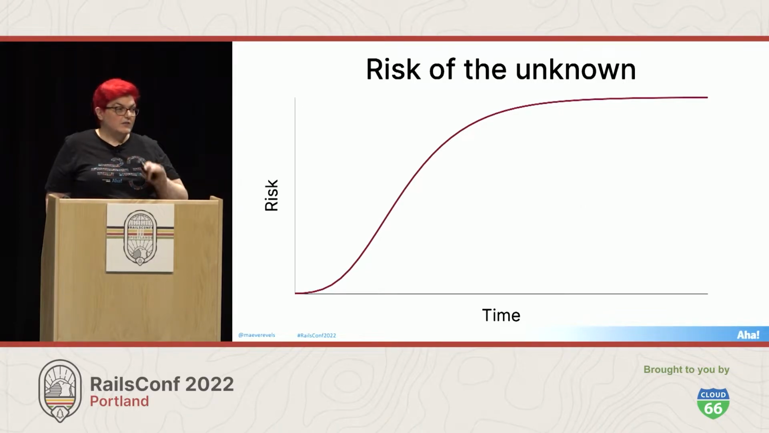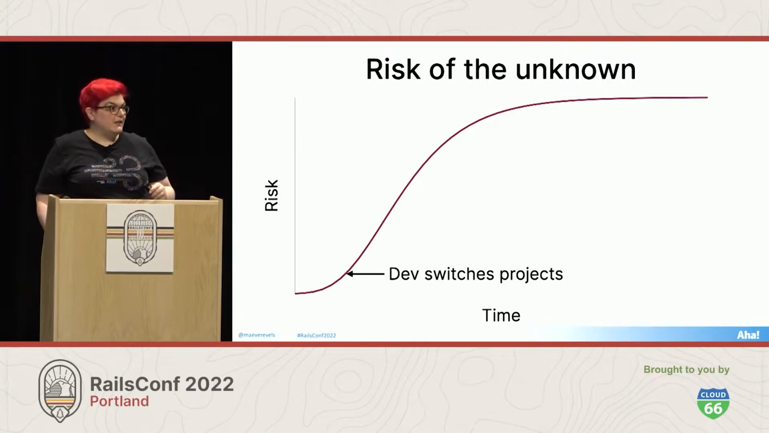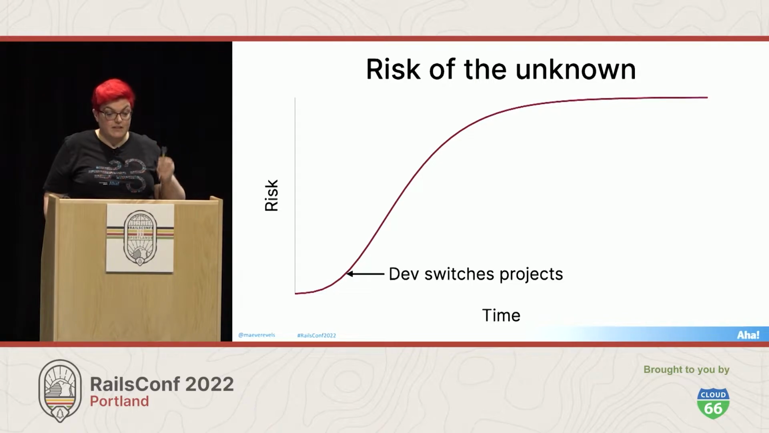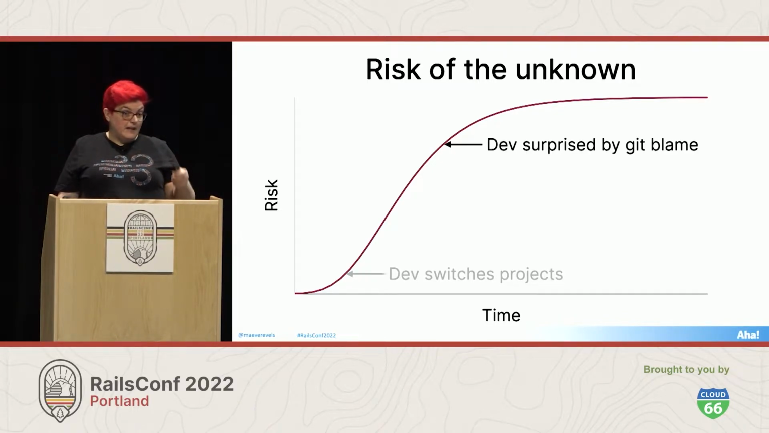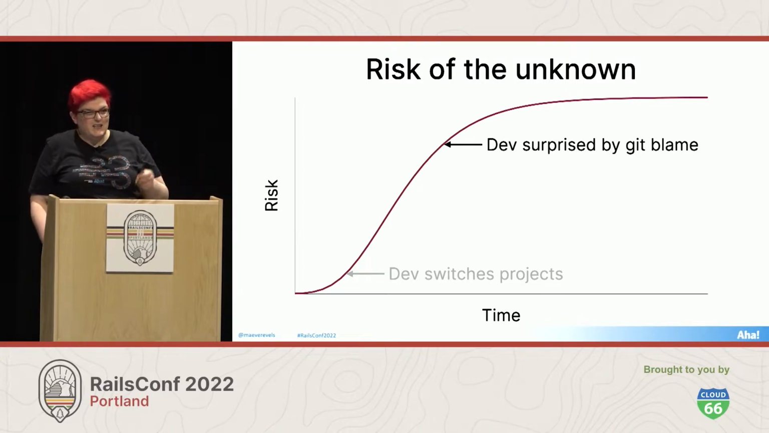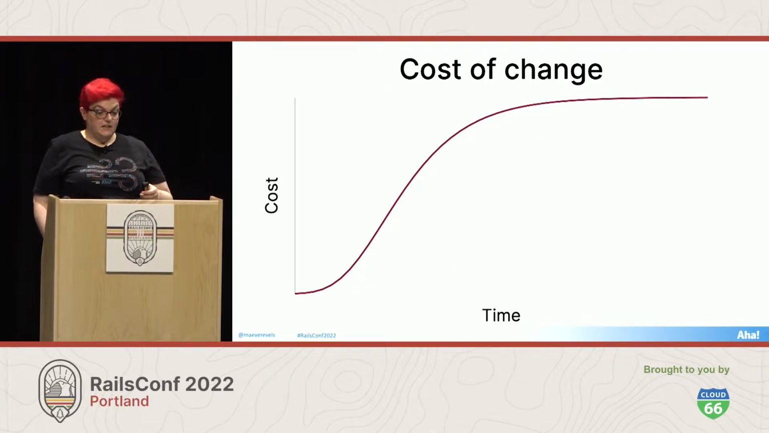With the risk of the unknown. So at first, the code's very familiar. We just wrote it. Then we start working on something else, and we dump that mental context. Until one day, we're looking at the Git blame for some particularly gnarly code, and we see our own name in there, and it's a surprise. So this process takes about 6 months max for me. But even when we still understand the code, there's an increasing cost of change.